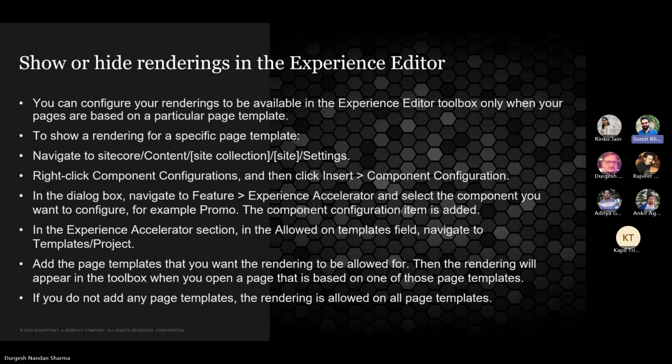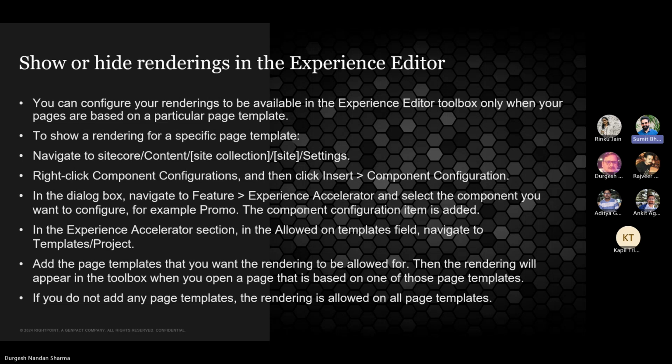To understand the rendering configuration, you can configure the rendering availability at two levels. First is globally, and second is per site. If you want to set it at the global level, you need to go to your layout, rendering, and select a rendering.